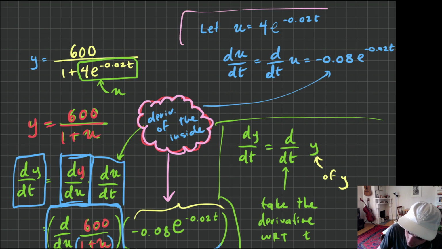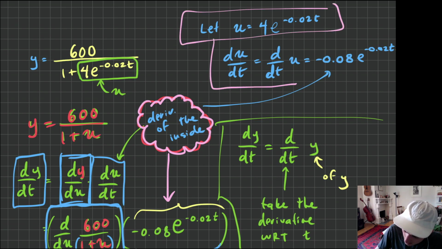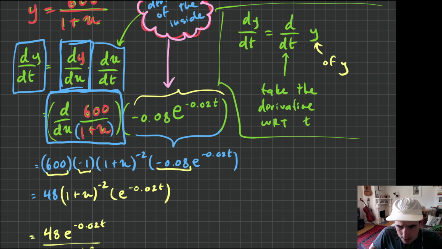So if we do a substitution, we're going to have to calculate what our u is, and what the derivative of u is with respect to t, because we're going to have to multiply it out at some point. So does that answer your question?